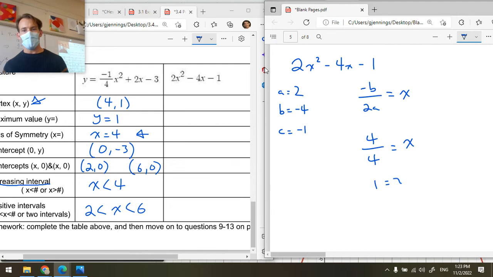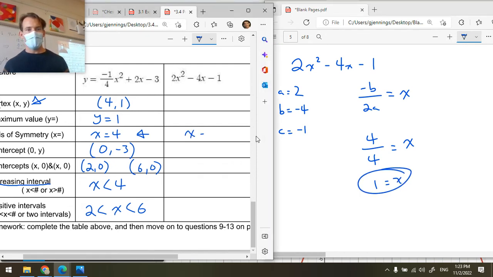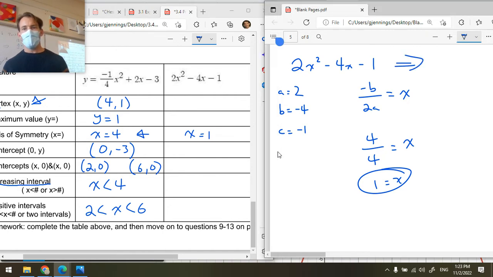So 1 is equal to x. This is the axis of symmetry for this parabola. x is equal to 1. So now let's take that and find the y value of the vertex. I'm going to substitute in 1 for x wherever I see it.